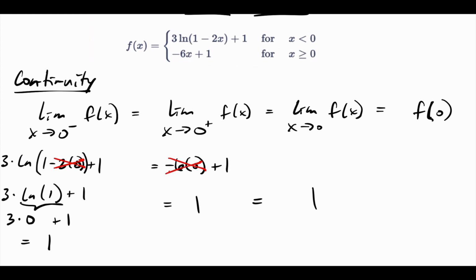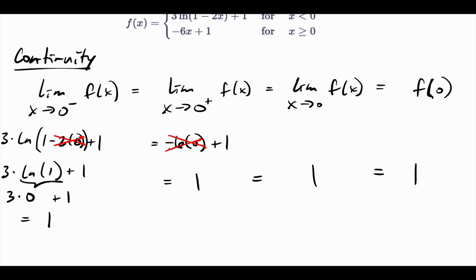What would f of 0 be? I've actually already done it. It would also be 1, right? It's the same as the bottom piece, because the bottom has the equal sign. So it's continuous at 0. Is it differentiable? Just because it's continuous doesn't mean it's differentiable. So we have to check that as well.